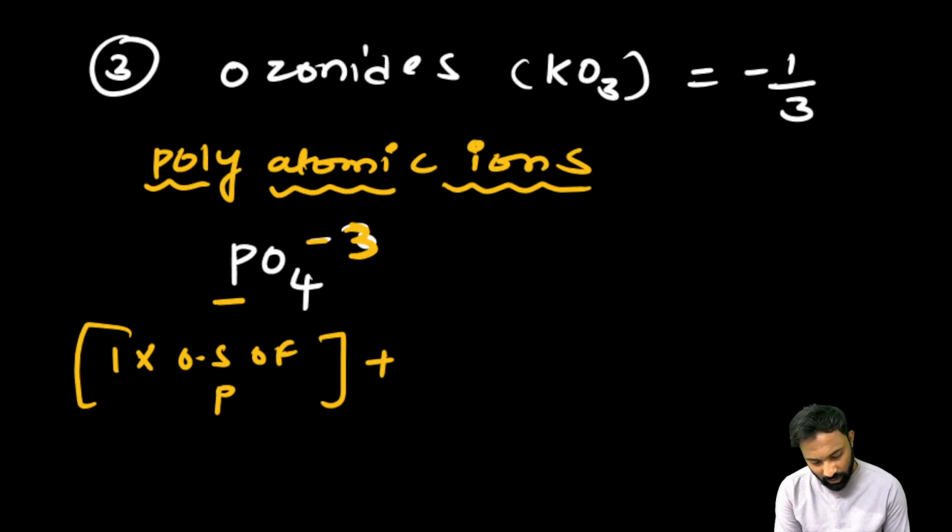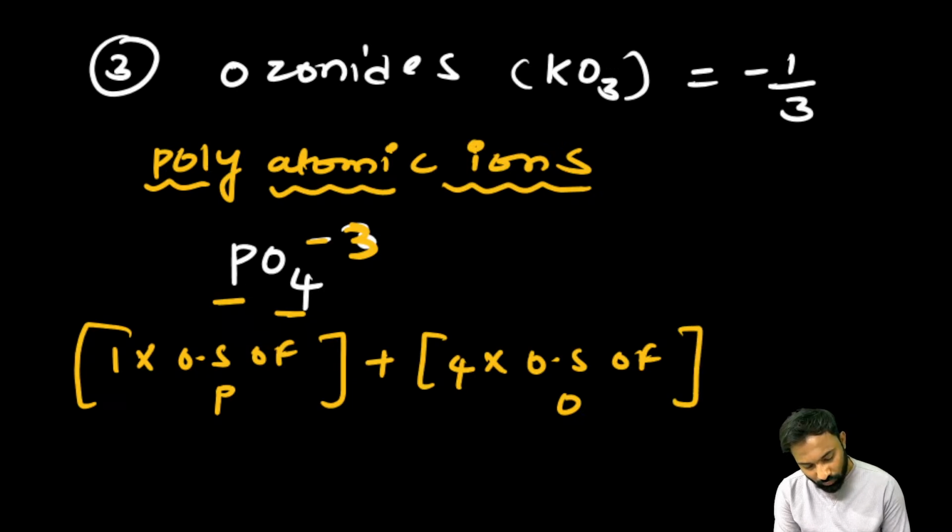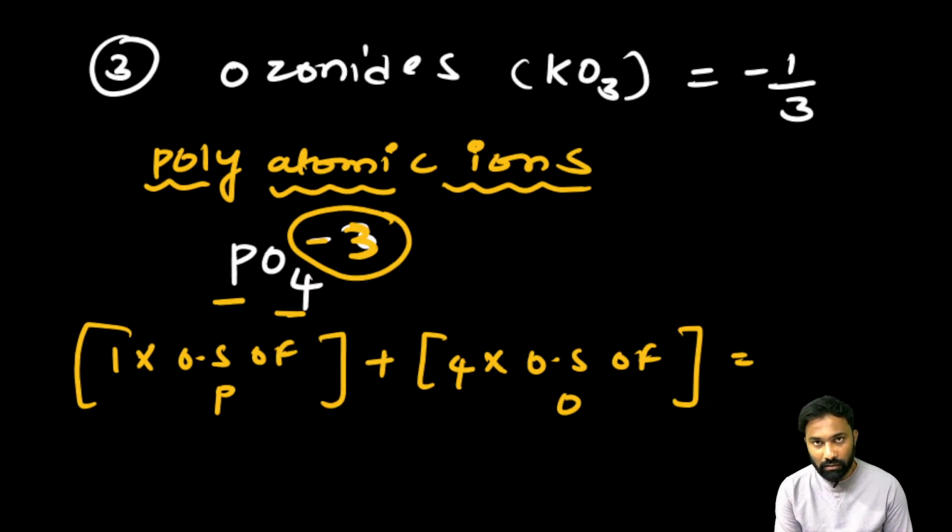Then plus how many oxygens are we having? Oxygen 4, right? 4 into the oxidation state of oxygen is equal to whatever charge is present on the ion. You have to equate that: the oxidation state of phosphorus plus 4 into the oxidation state of oxygen equals -3. In this manner we have to calculate the oxidation state of the phosphorus or oxygen, whichever they ask in the question. Done.